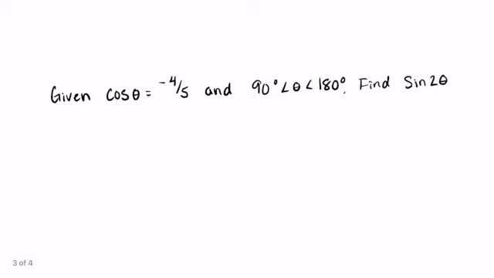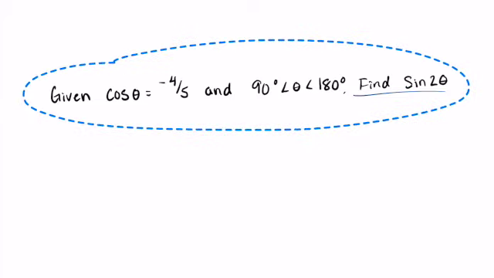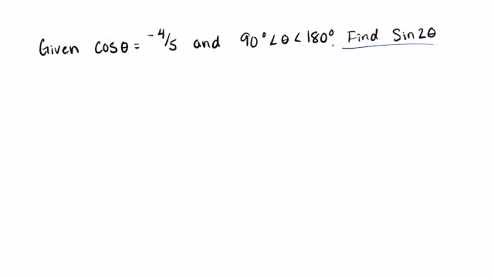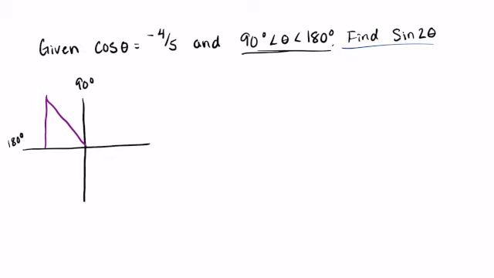This one's, again, fairly simple. Given that cosine of theta is -4 over 5 and 90 degrees is less than or equal to theta, which is less than or equal to 180 degrees, find the double angle of sine. Well, again, let's give ourselves a little bit more room here. I'm going to draw my triangle in here. I'm in quadrant 2 because we're between 90 degrees and 180 degrees. So our triangle is going to look something like this.